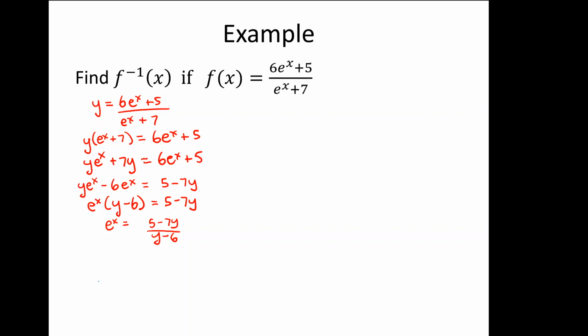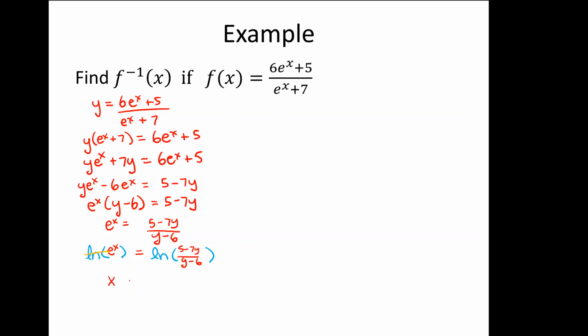is logging. We can take a log of both sides, and we can log any base that we want. But I'm going to use log of the base of e, because we have an exponential function of the base of e, and we'd be able to use a cancellation law if we use this particular base. So I'm going to take the log of the left side and the log of the right side. So the log of e to the x equals the log of 5 minus 7y over y minus 6. On the left we have a cancellation law.